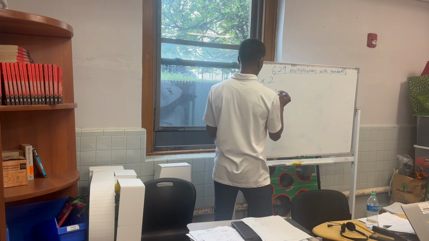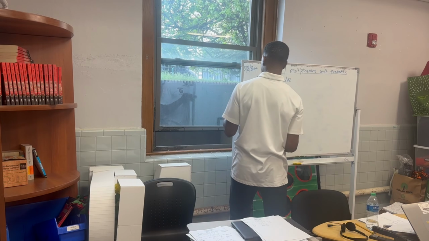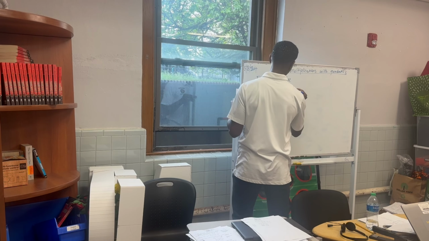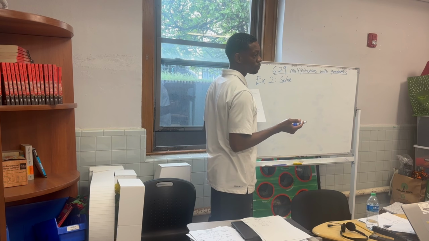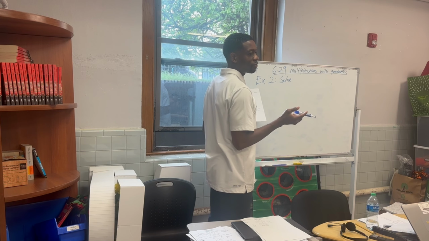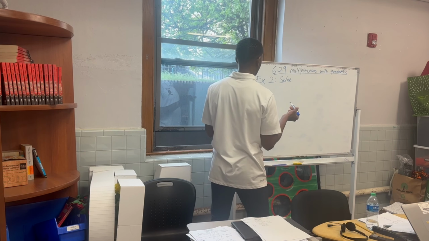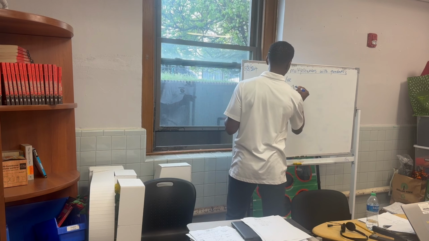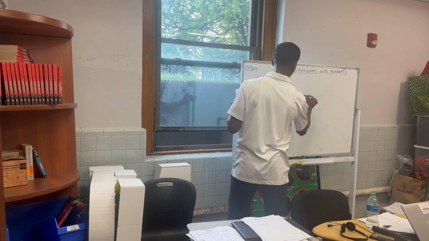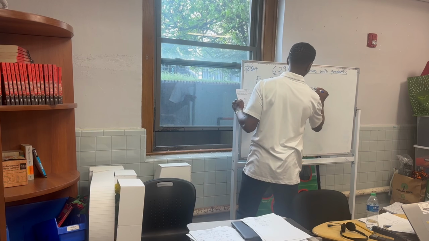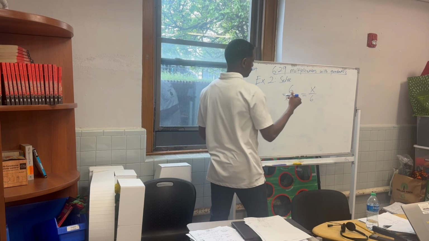Nash, always ready. So example 2, we're solving. Now this time we're again dealing with 2 fractions. Every time you cross multiply, it's always going to be fractions. Even if the other number is not a fraction, you're going to make it over 1 or something. So remember that. We're always going to be dealing with fractions. The second one says 6 over x plus 5 equal x over 6.